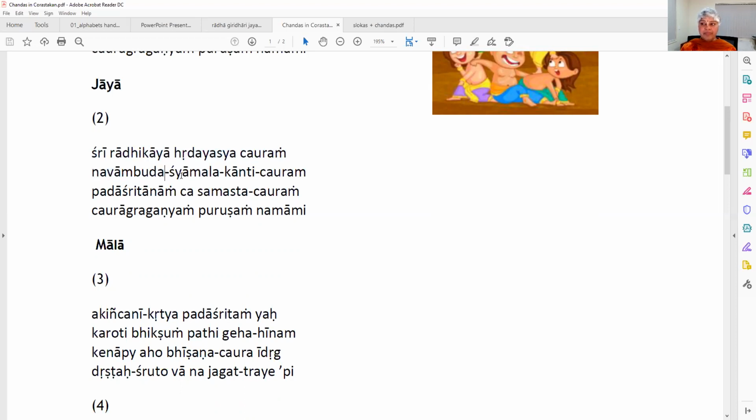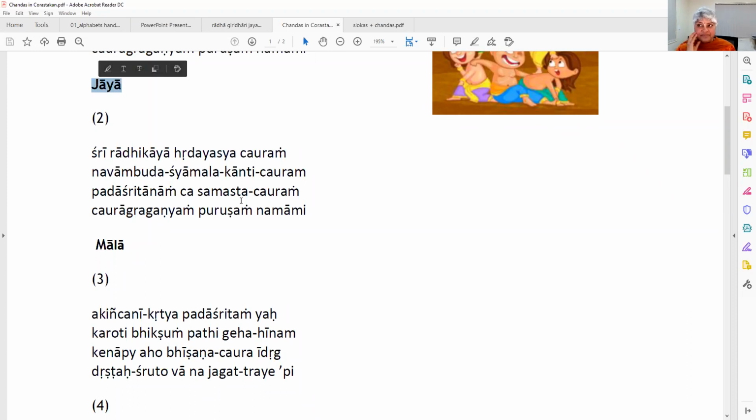Nava Ambuda. Ambu means water, da means giver. Nava means new. So Ambuda, the giver of water, is cloud. Navambuda, the newly formed clouds. Newly formed water-bearing clouds are usually very dark. So Shyamala, their darkness. Kanti means brightness. Chauram. He steals the brightness of the dark clouds. Padashritanam. Pada, feet. Ashritanam, one who takes shelter. Samasta Chauram. And he steals everything from those who take shelter at his feet and stay with him. Okay, so this is the primary meaning.